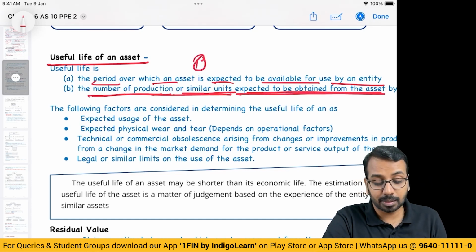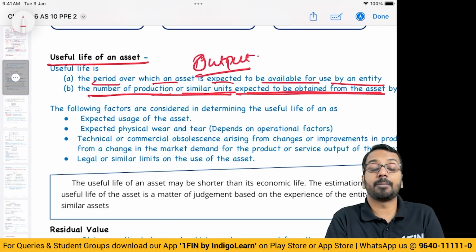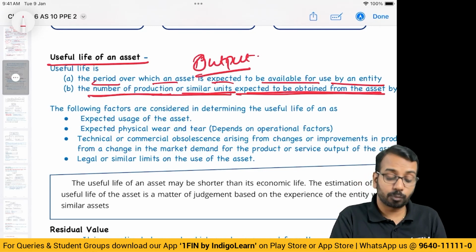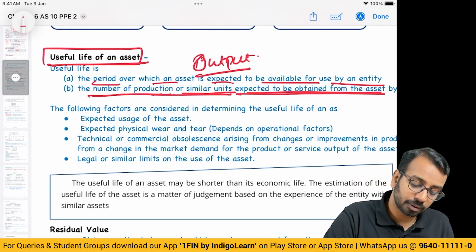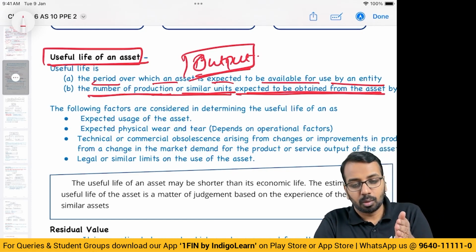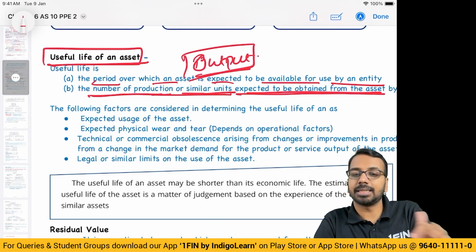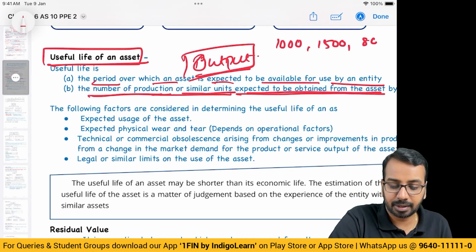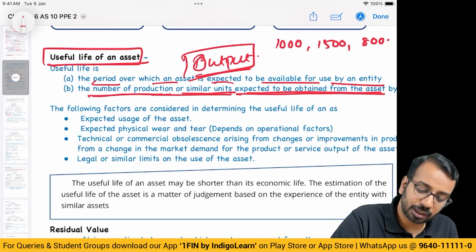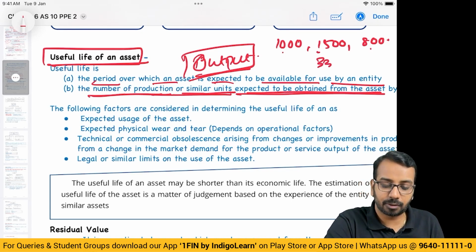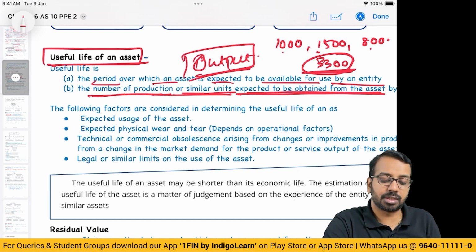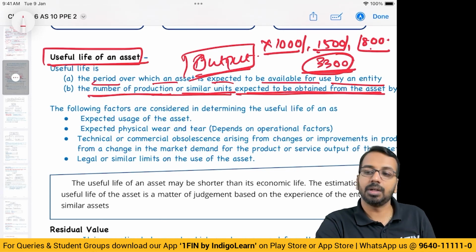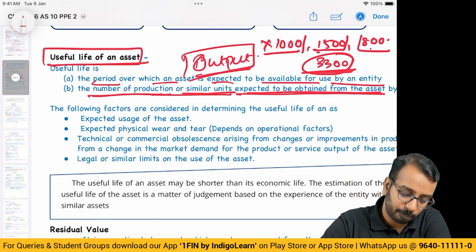Means it can be, for example, output. There are some machines, first year we will get 10,000 output, then 5,000 of output, then 7,000 of output. When we see what the output is every year, we can charge depreciation based on the output. For example, if the output is, let us say, 1,000, 1,500 and 800, we will total this. 1,000 plus 1,500 is 2,500 plus 800 is 3,300. The cost will be divided by 3,300, multiplied by 1,000 for the first year, 1,500 for the second year, and 800 for the third year. That is how we charge the depreciation.